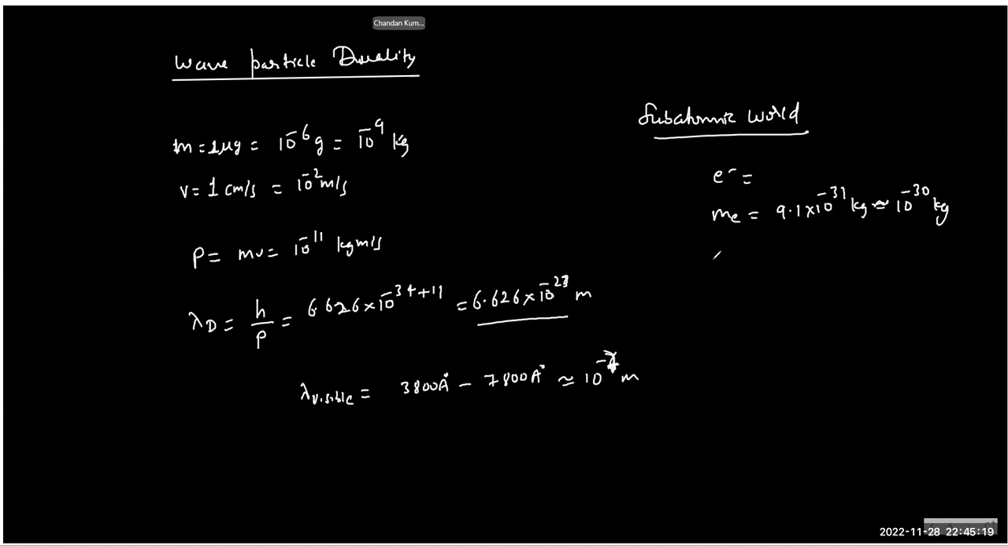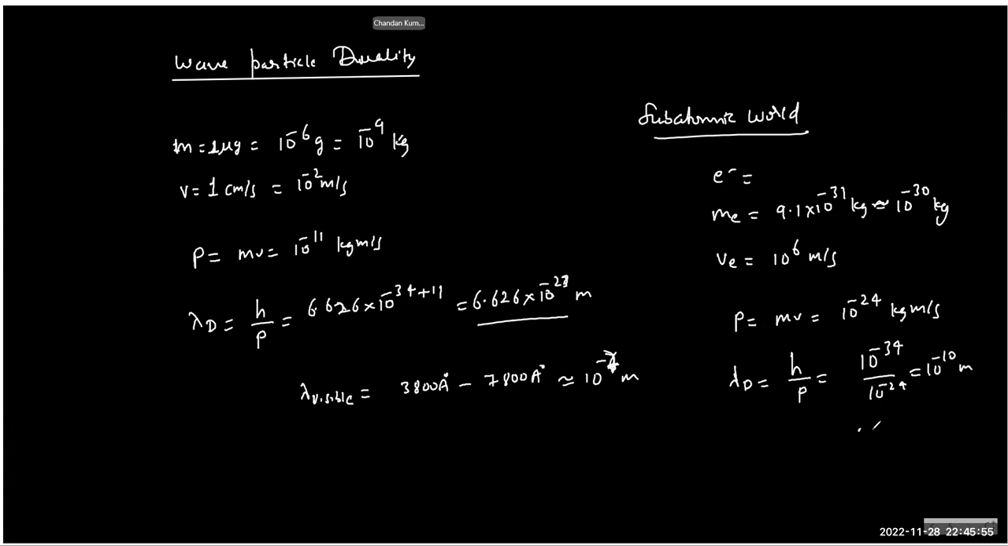Yeah. Just for calculation. And not only that, the velocity is 10 power 6. That's if you talk about the Bohr's atom and all. Can we say roughly this? Okay. What is the momentum, guys? What is the de Broglie wavelength? You can see it's coming in angstrom. The order is coming in angstrom, yes or no? Yes. Do you realize this?